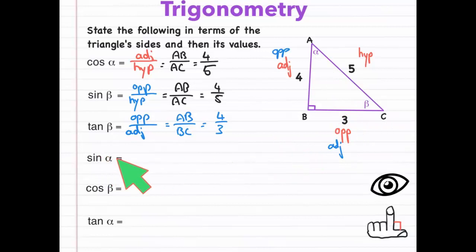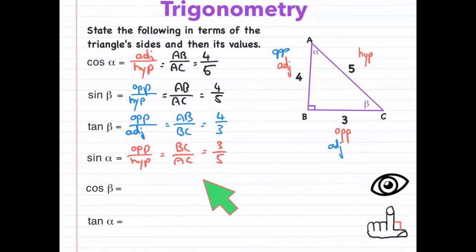Now, we want the sine of alpha, and the sine of any angle is always my opposite divided by my hypotenuse. So this will equal, we're looking at the red ones because we're talking about alpha, right? So this will be my opposite, so it's BC. So there we go, and the hypotenuse is AC. So that will be 3 over 5. There we go. And now how about the next one?